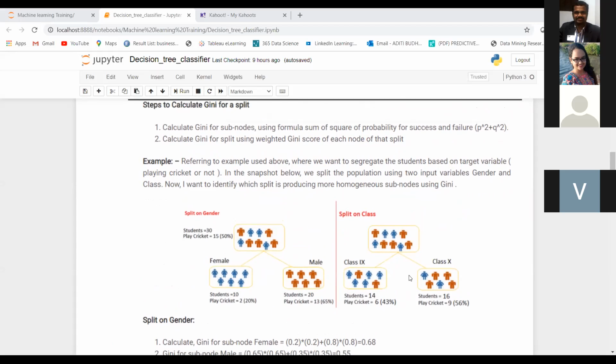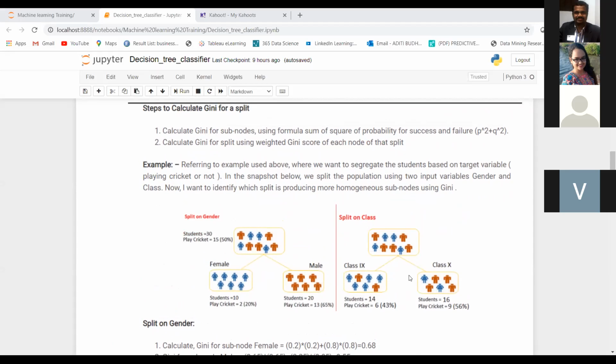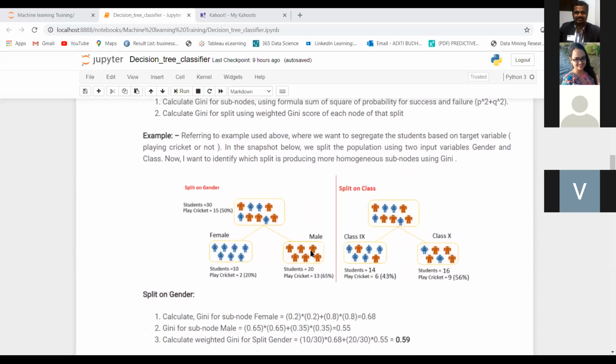Okay, this is how it goes about. That is, which split is producing more homogeneous subnodes. Okay, and that homogeneity we can calculate by using this Gini parameter. So the more homogeneous subnodes that we get, we select that particular feature as our root node, or the parameter for splitting. We select that particular feature. Okay, so this is how it works.